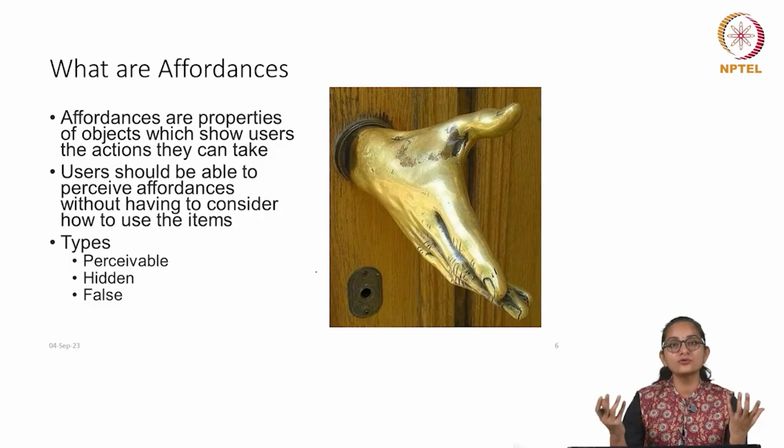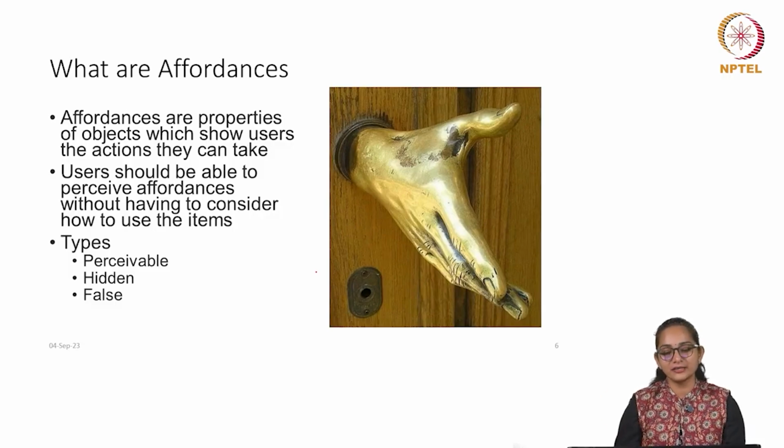So, all of those are related to perception, and that is why we are using the term perceive and not see. Now, coming to the types of affordances. The first is perceivable, the second is hidden, and the third is false. Let us one by one try to understand what is the meaning of each.